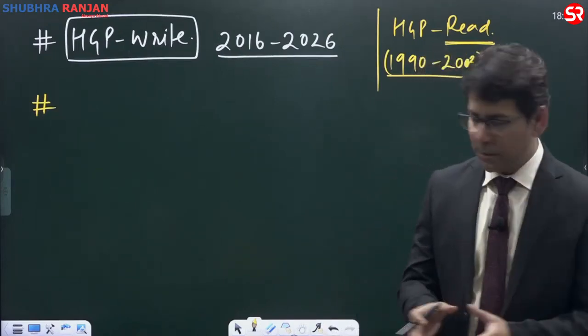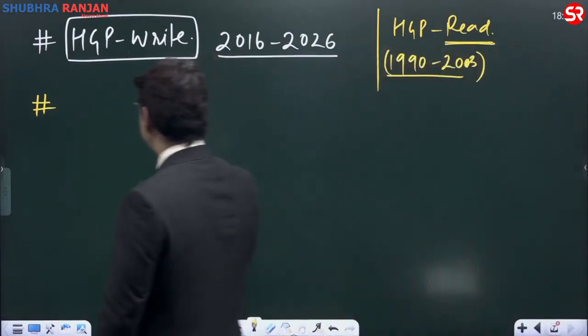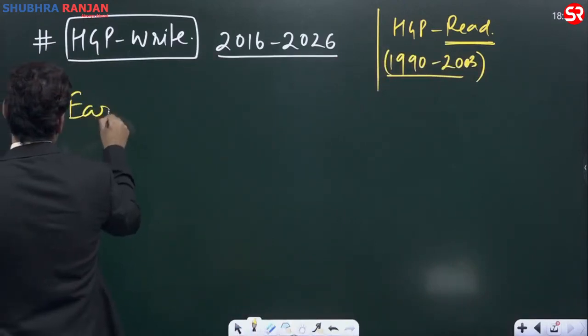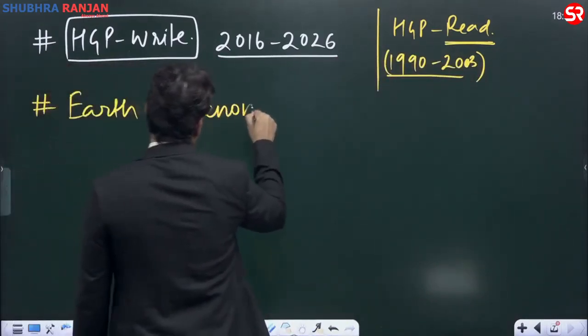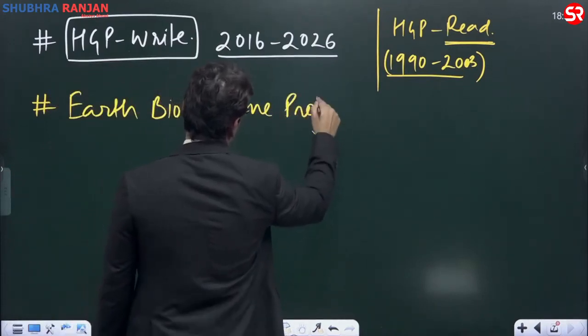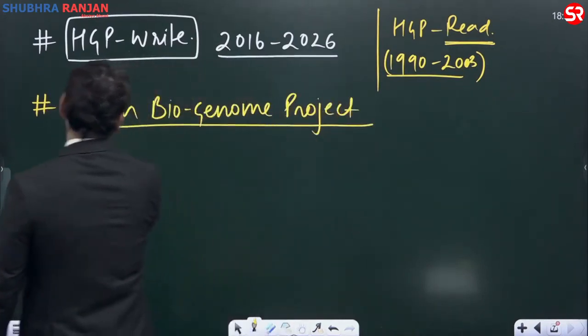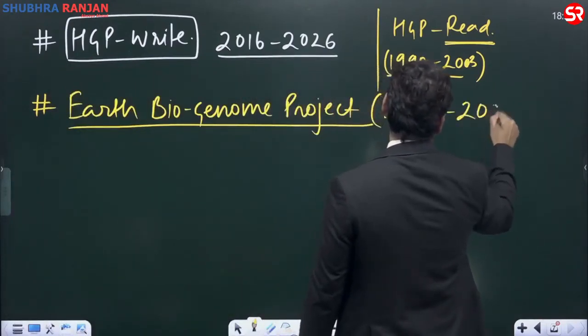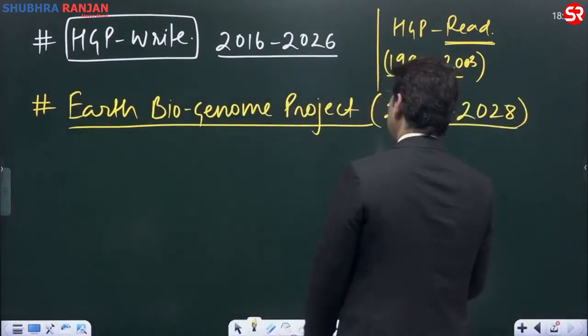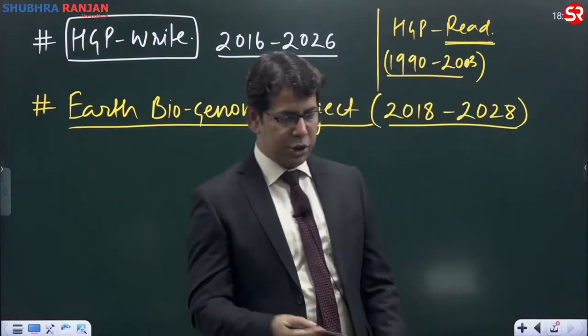And for that we started something called the Earth Biogenome Project. We started in 2018. It's still going on. It will go up till 2028. Again, it's a global initiative.